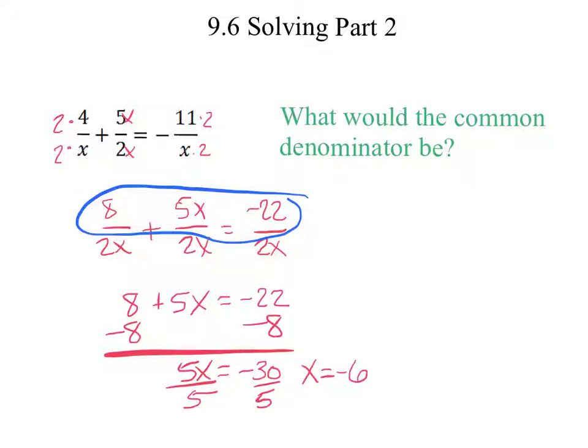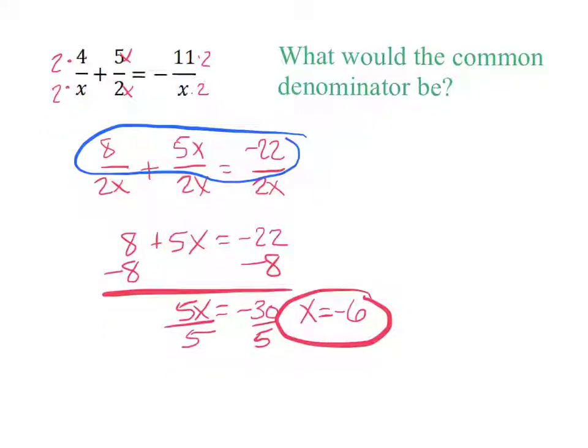And remember, the only thing you really have to check on is that if I go back to the original and plug in negative 6, I won't get a 0 on the bottom. And you don't, so your answer is x equals negative 6.